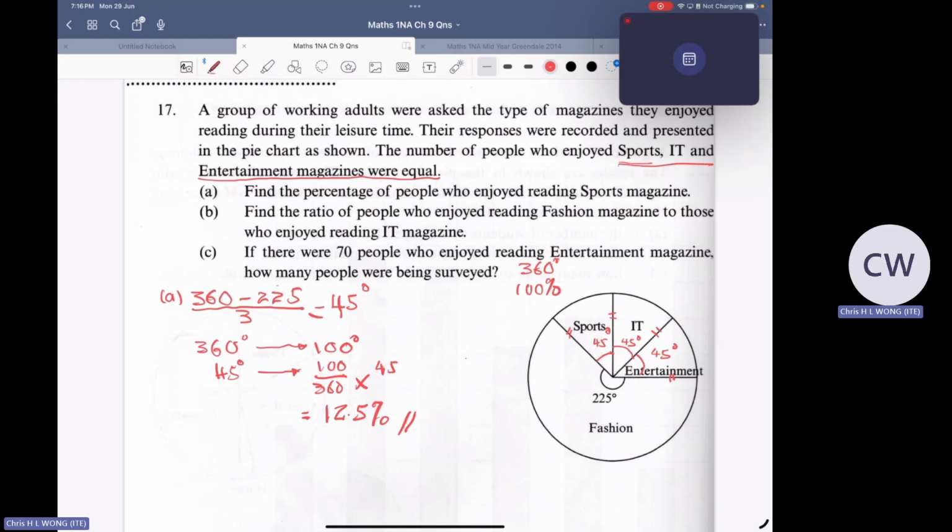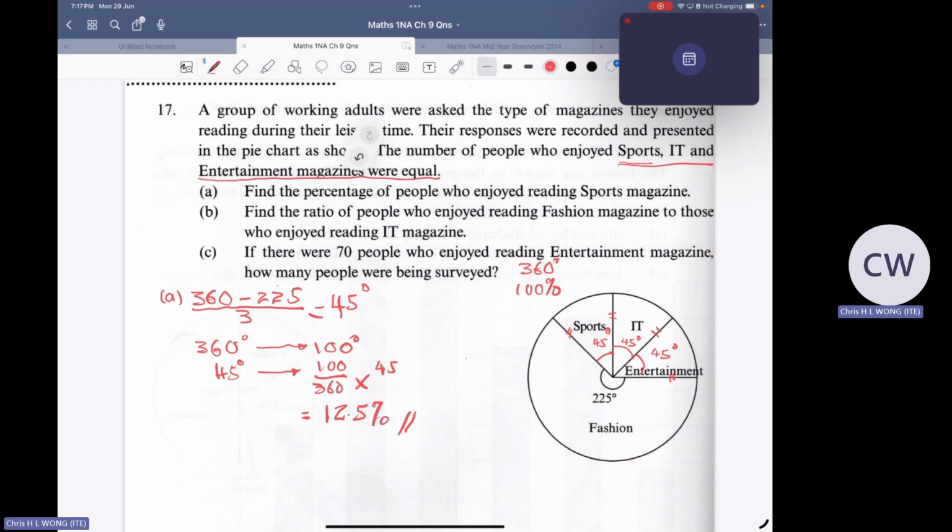You are supposed to compare the ratio of people who like to read fashion compared to people who read IT. If you give me the number of people who like fashion and the number of people who like IT, I can form you a ratio. No problem. Or if you give me the degree, 2 to 5 degrees, and this one is 45, it's the same. You either use degree to form a ratio, or you use the group of people, or you use a percentage. As long as the units are the same, you can form a ratio. But the unit must be the same, right?